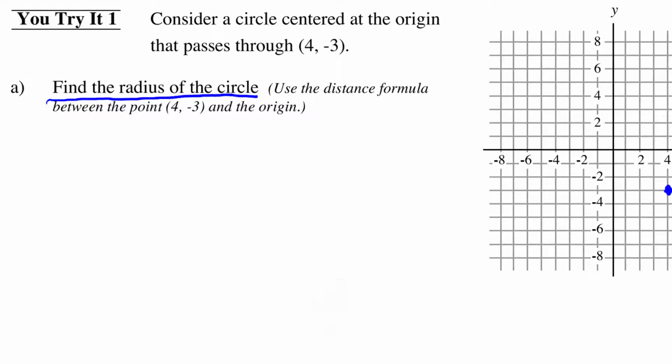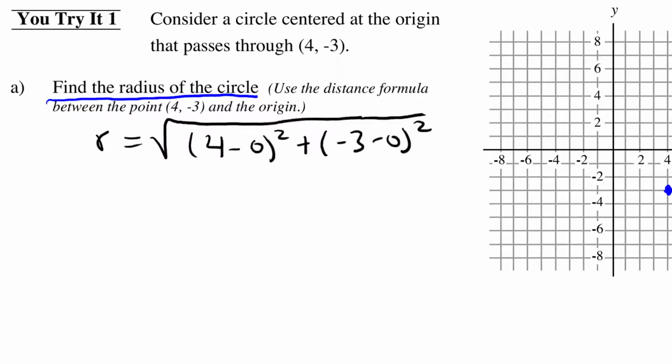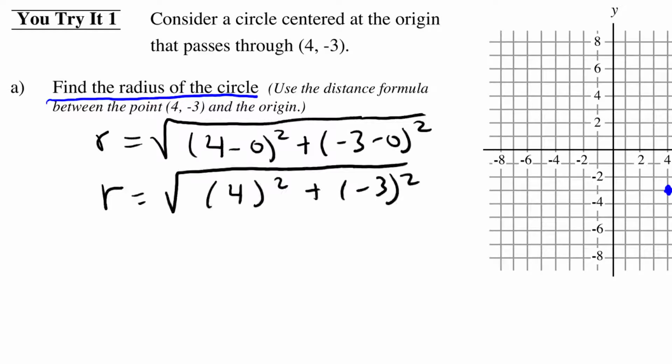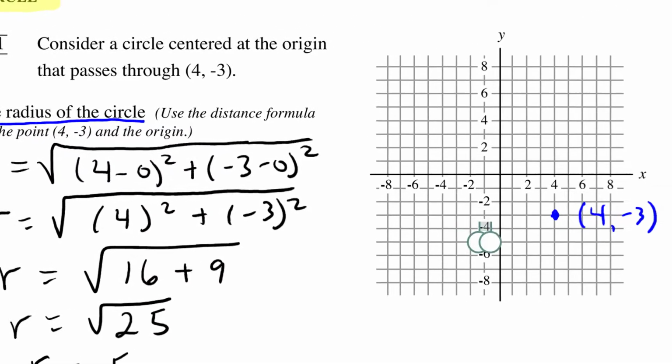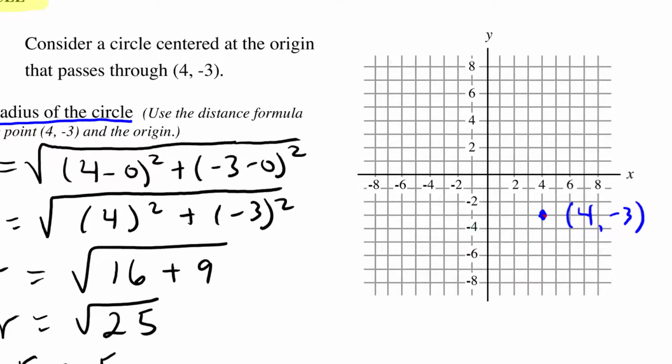So the radius r is the square root of 4 minus 0 squared plus -3 minus 0 squared. And we can simplify that using order of operations. R equals the square root of 4 squared plus -3 squared. R equals square root of 16 plus 9. That's R is square root of 25. And of course, R equals 5. This means that the radius from the origin to that point is a length of 5.